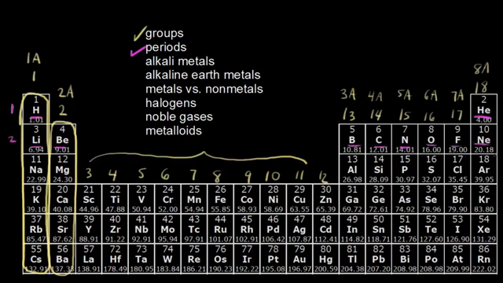And so I can continue with numbering my periods. So this would be period 3, 4, 5, and 6. Now notice I don't have the entire periodic table on this video. I didn't have enough room, and we're not really going to talk about all of those elements anyway.